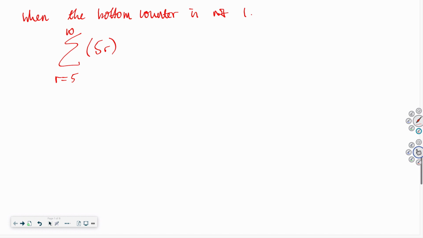What we have to do is split this sequence up and have 2 sigmas, both starting from 1. So what I'm going to do is generate a little bit of this sequence starting from r equals 1. So it's just a 5 times table. So it's going to be 5, 10, 15, 20, 25, 30, 35, 40, 45, and then stopping at 50 as we want our top counter to be 10.